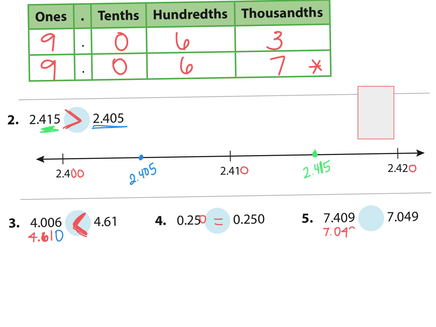They almost look the same, but what do you notice? If I stack them up, I can't tell from the ones place, but I can tell in the tenths place which one is bigger. So the 4 tenths is more than having 0 tenths, which means that overall this number on the left is going to be greater than, less than, or equal to? Greater than. Good. Okay, how are we feeling so far? Okay, let's keep going.